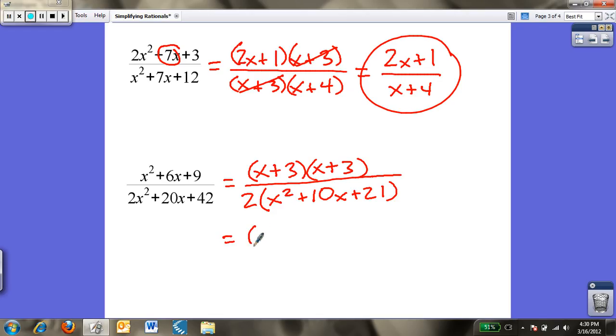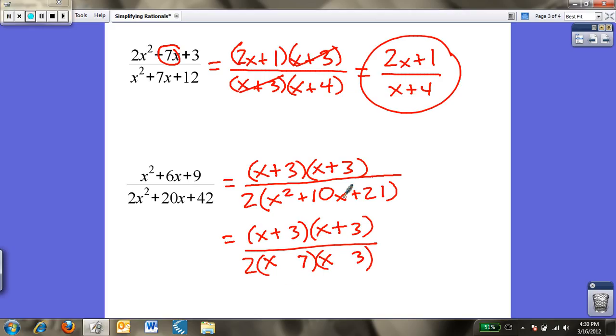In this case, we're going to go x plus 3 times x plus 3 on top and just recopy. On the bottom, we've taken out the 2. And if I think FOIL, x squared, again, must have been x times x. 21, either 21 times 1 or 7 times 3, but considering the middle is 10x, I'm thinking 7 and 3. Because here, 7x and 3x will add up to 10x. Alright, so there's the problem completely factored.